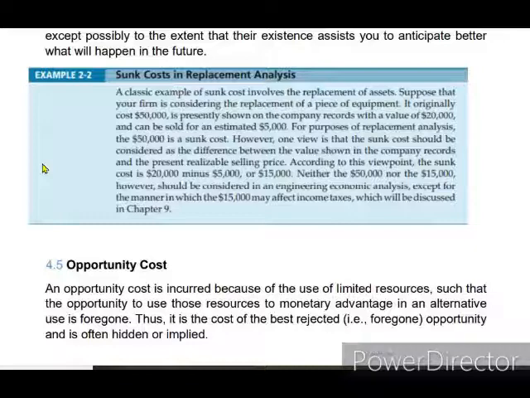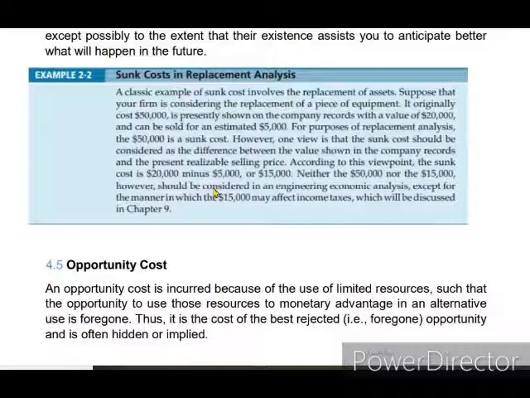So imagine that you bought the equipment originally for $50,000. Okay, and in your records, its value is $20,000 based on the depreciation. But when you canvass, when you do your research, you can only sell it for $5,000. So there is a big difference in the price, and that is the sunk cost. For purposes of replacement analysis, the $50,000 is a sunk cost.